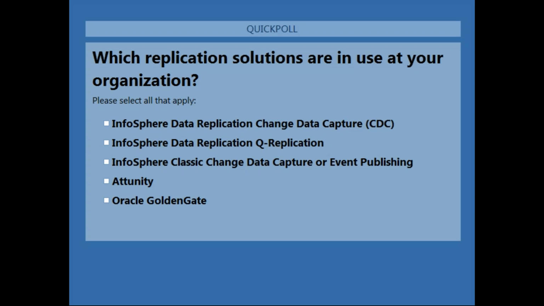It looks like Q Replication is the big winner so far. That's kind of surprising to me. I thought we would have seen more CDC, but it's about a 2-to-1. We have a few people using Attunity and a few people using Oracle GoldenGate.